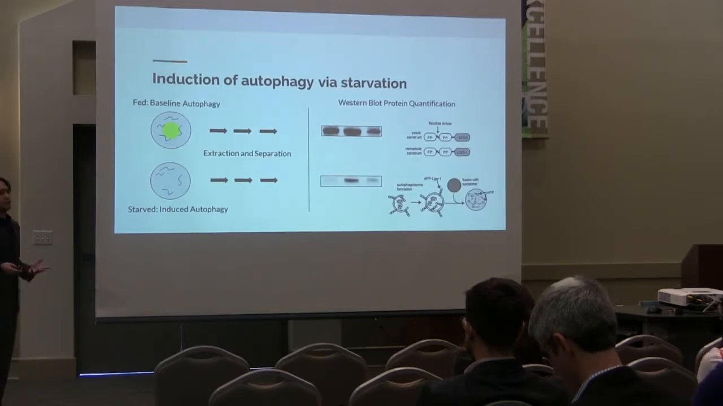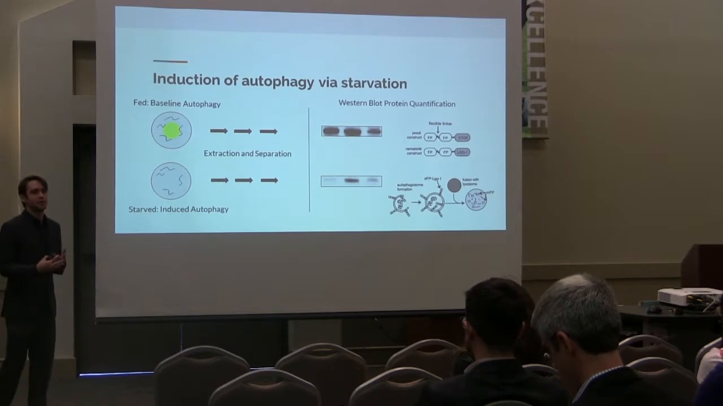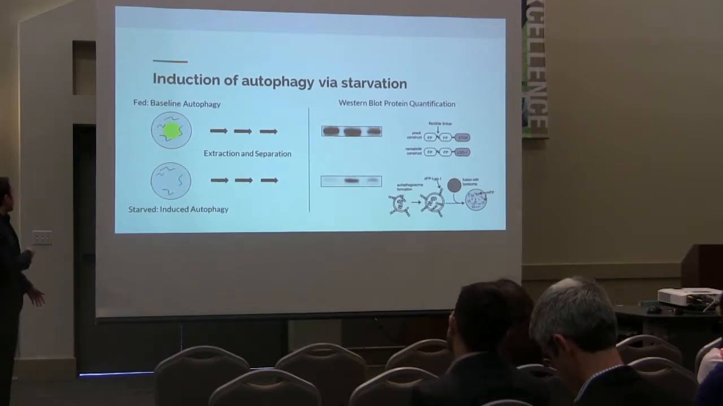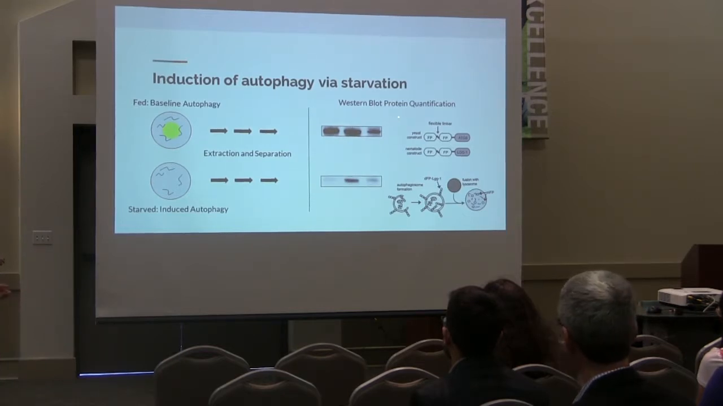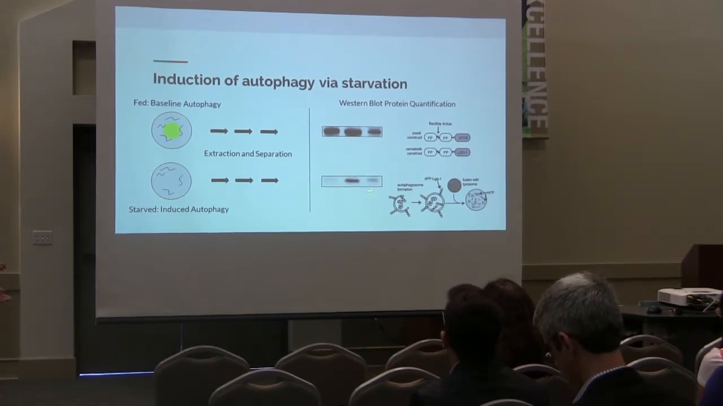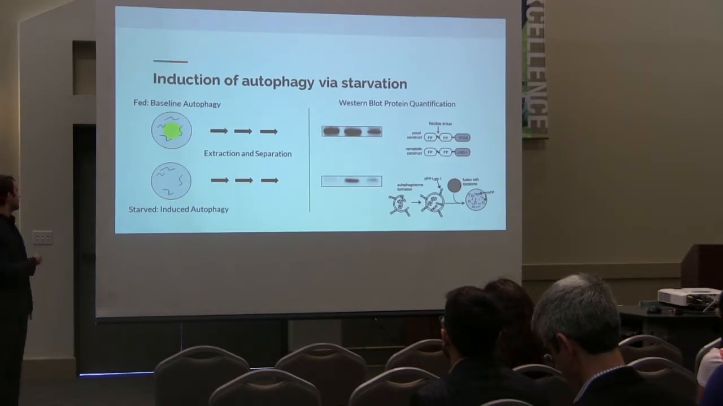And then to do this, we looked at both basal conditions and conditions that would stimulate autophagy, so we had two treatment groups. We had fed animals, which should be basal conditions, and then we went through extraction and separation using sonication, using means that allow us to perform Western blotting, and then we compared the amount of this full construct to the individual monofluorescent protein units. And then, like I mentioned, we wanted to induce autophagy, so we had the same process but with no food, because starvation leads to induced autophagy.